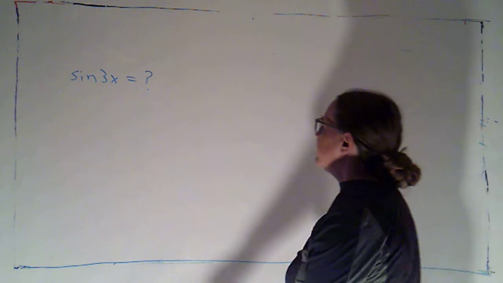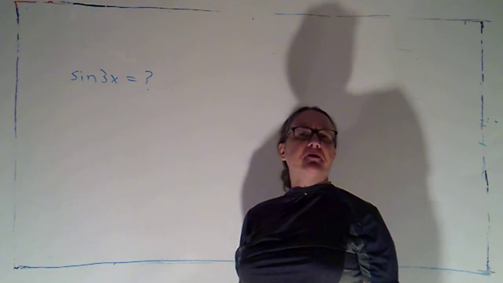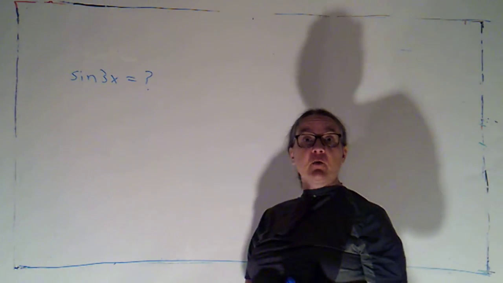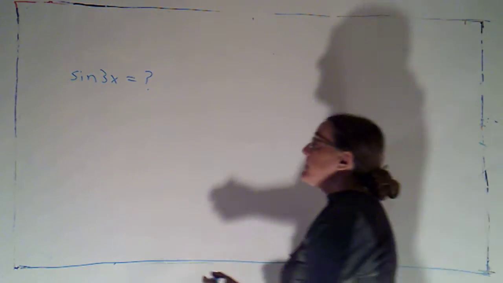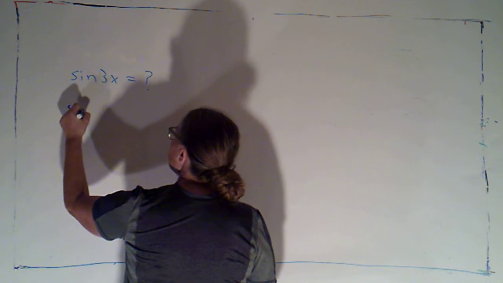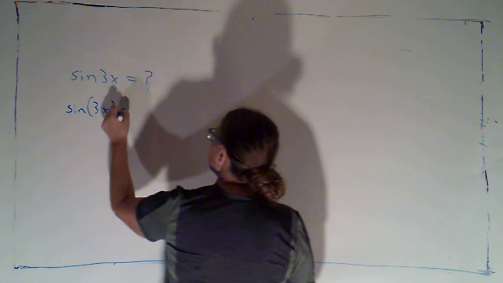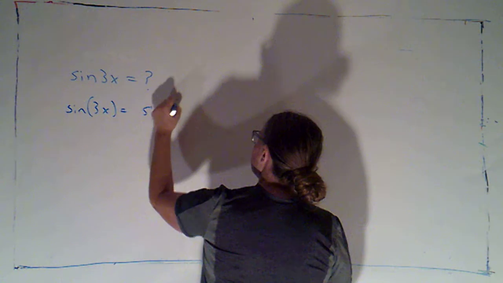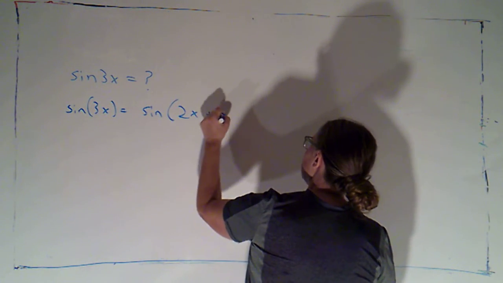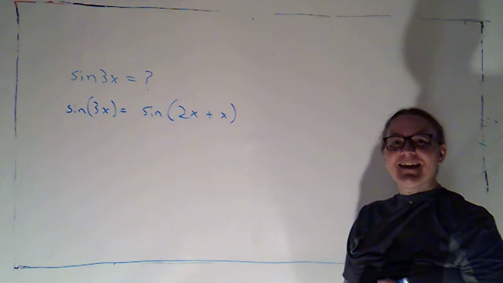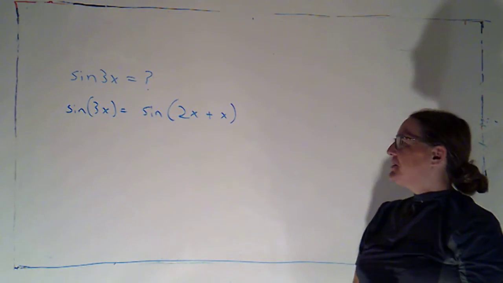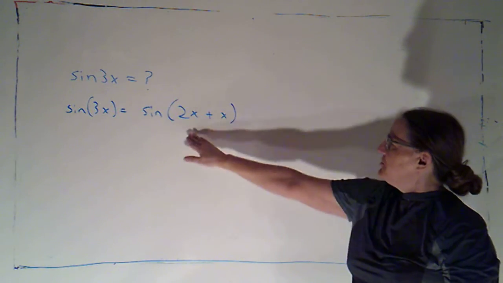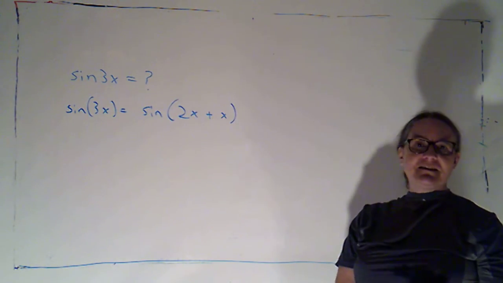Okay, so we've seen a double angle formula. We're not given a triple angle formula, but we should be able to figure one out. So that's what I want to do in this video. What I'm going to do is simply say that sine of 3x, well, 3x is the same as 2x plus x. So I should be able to use the double angle formula for sine to simplify this down.